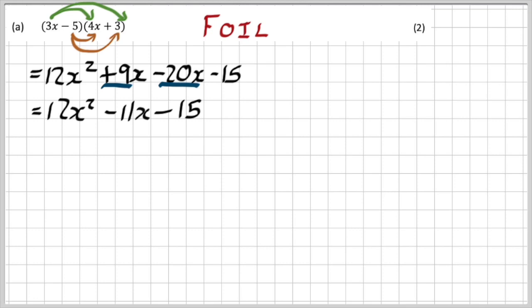Remember, the question is simplify, which means that, ladies and gents, is your answer. Don't go and try and put it back into brackets. That's factorizing, okay, not simplification.